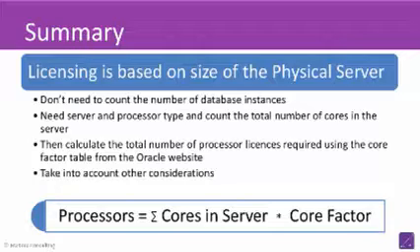So I think as we're getting close to the finishing time, we'll just summarise. Don't forget that licensing is based on the size of the server, the number of processors, and the processor type. And you use the core factor and multiply it by that core factor table.